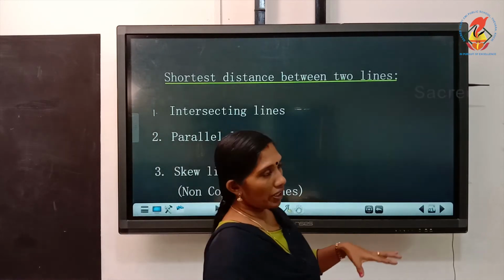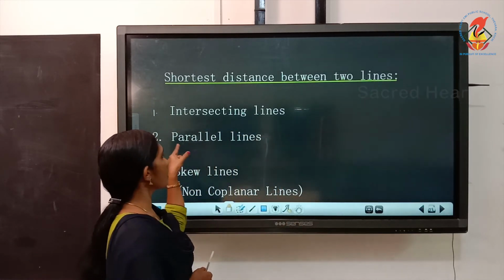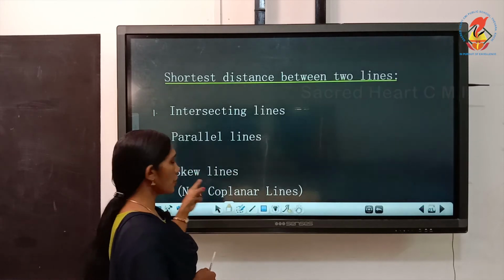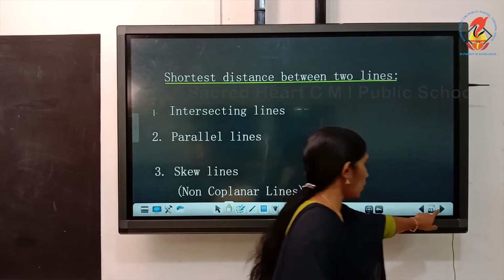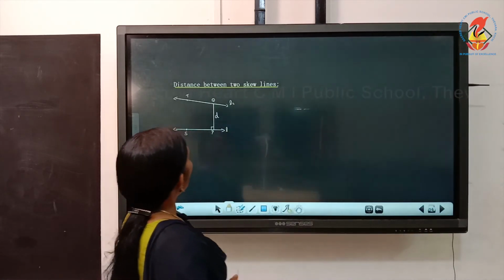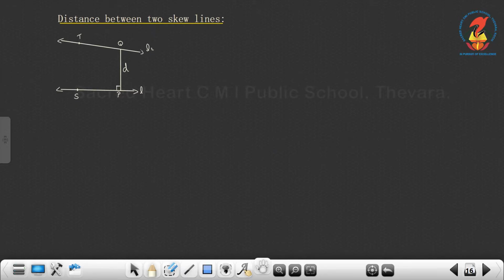So we have to find how to find the distance between parallel lines and skew lines. The distance between intersecting lines is 0. So the first one is the distance between two skew lines. Let L1 and L2 be two skew lines. Then the distance between them is the shortest distance or the perpendicular distance. Let PQ be the distance, or we can denote it as D.